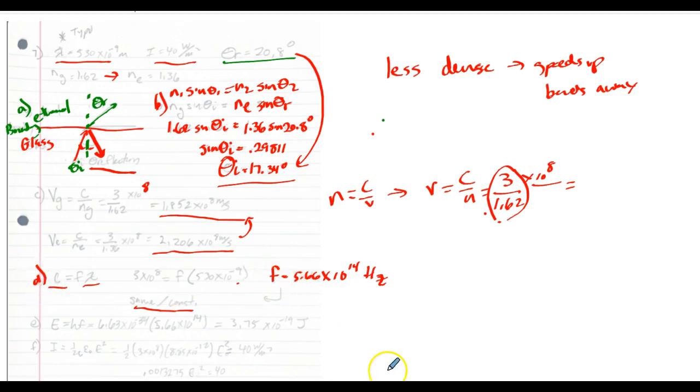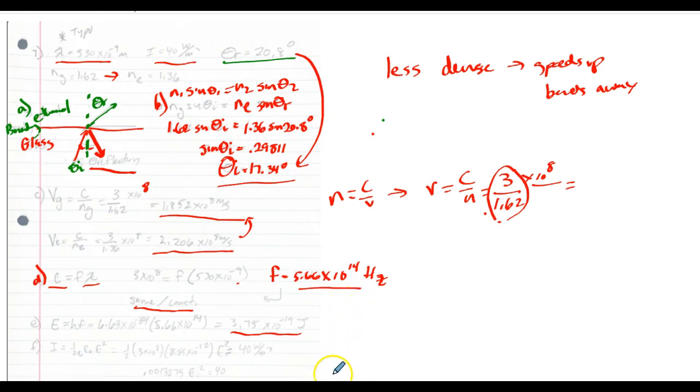For part E, it wants to know the energy of a photon of that frequency. So energy is just h times f. h is Planck's constant, which is 6.63 times 10 to the negative 34th. You multiply it by the frequency that we just got, and you get 3.75 times 10 to the negative 19th joules, or 3.75 electron volts. That's another unit for it.